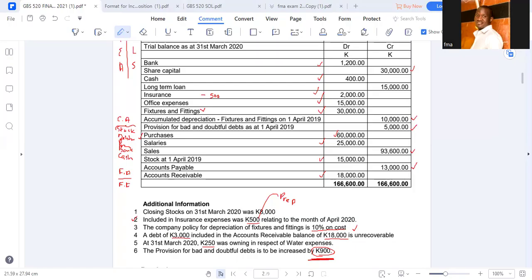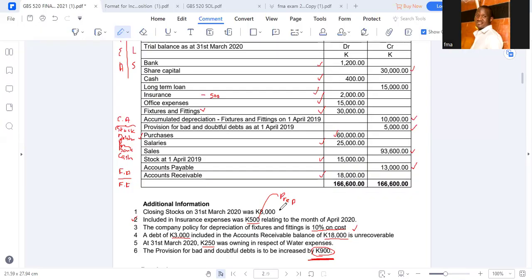So explaining the adjustments. So 8,000 is simply our stock that we're remaining with at the end of the year. So this stock is factored into two. The trading account where we subtract from our net purchases to calculate our cost of sales, which will help us calculate the gross profit. This also appears in the balance sheet in the current assets because this is our money.